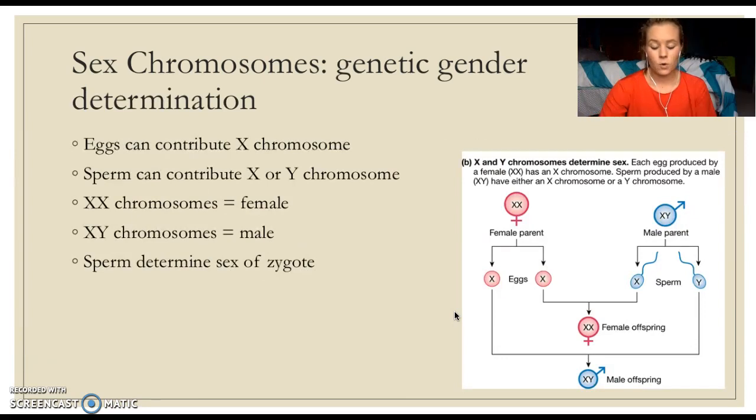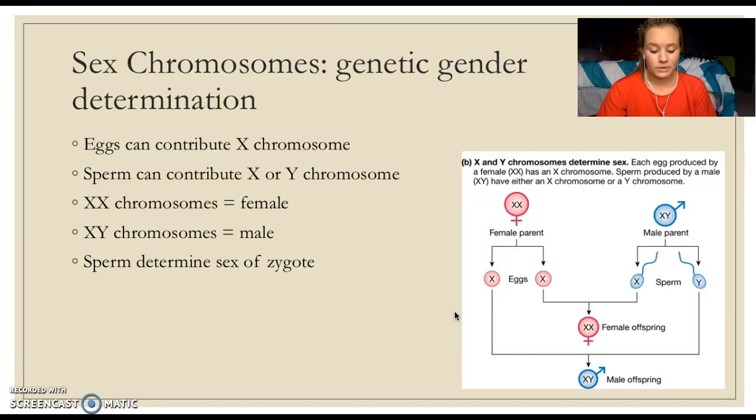The mother's egg can only contribute an X chromosome, while the father can contribute either an X or a Y chromosome. In the absence of a Y chromosome, a female will develop. Even if there's only one X chromosome inherited, which would be an X and an O, also known as Turner syndrome, a female will still develop. However, 2 X chromosomes are needed in order to have normal female reproductive function. Therefore, a typical female will have 2 X chromosomes.